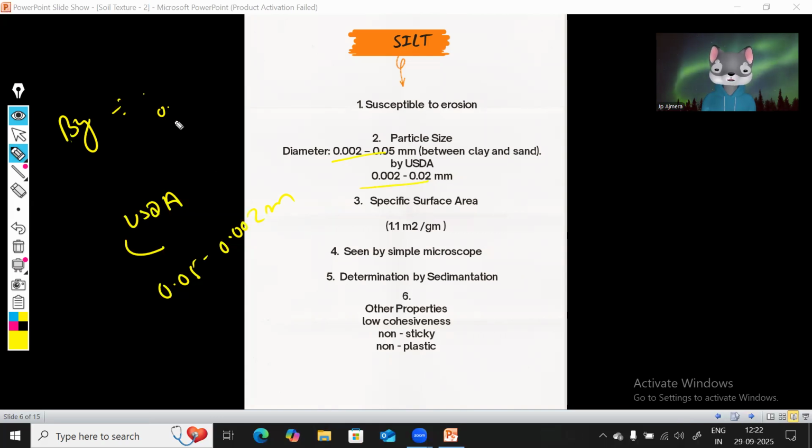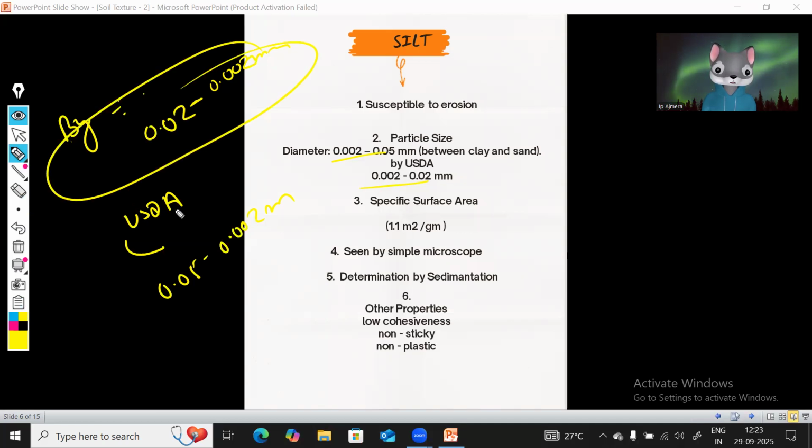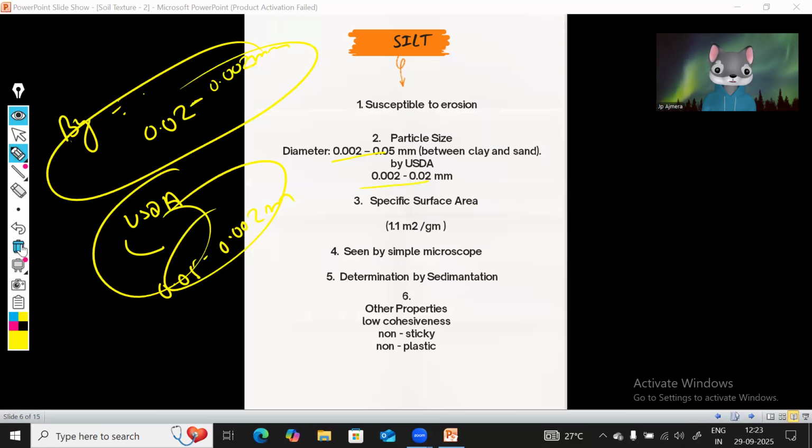So there is a simple trick I told you earlier, right? Silt always comes just before the sand. The range for clay is just up to 0.002, and then less than that in the clay case. But in the silt case, we have to follow one of the ranges. It starts from 0.02, simple as that. So this is the size of silt that we already discussed.